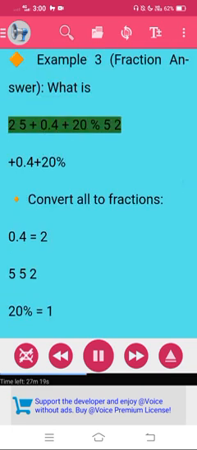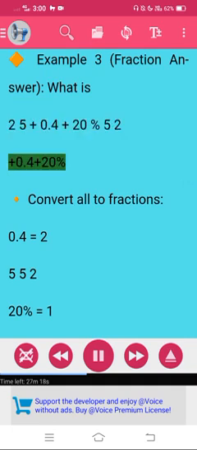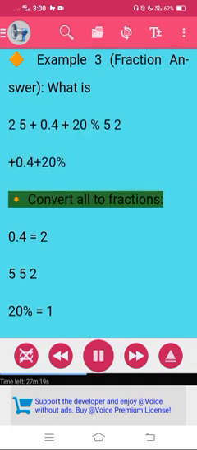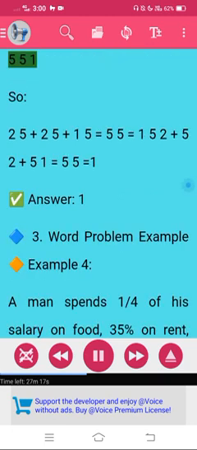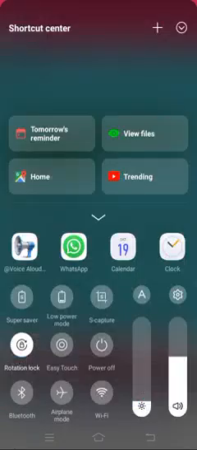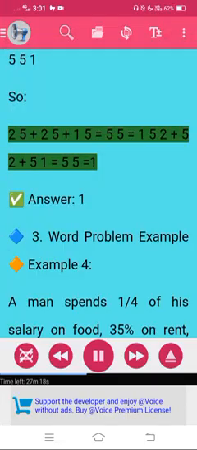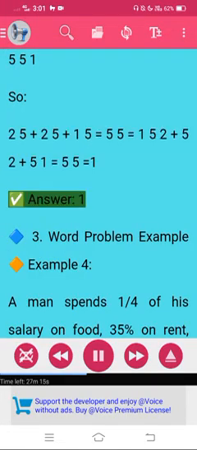Large diamond example 3. Fraction answer. What is 2/5 plus 0.4 plus 20%? Small diamond convert all to fractions. 0.4 equals 2/5. 20% equals 1/5. So 2/5 plus 2/5 plus 1/5 equals 5/5 equals 1. Check mark answer: 1.